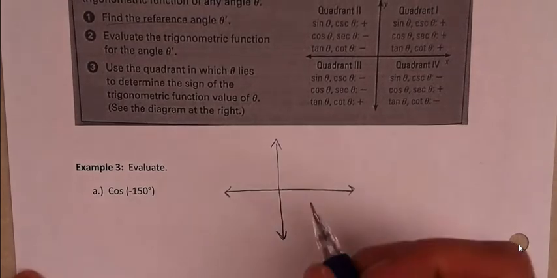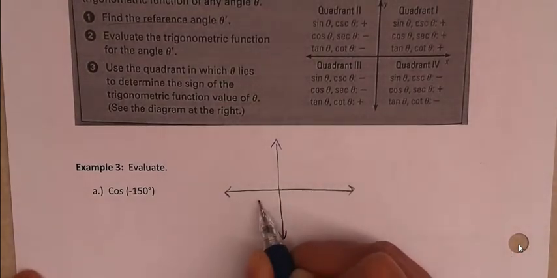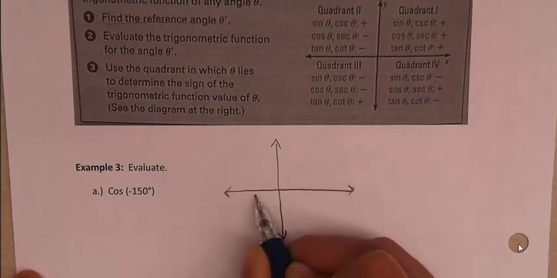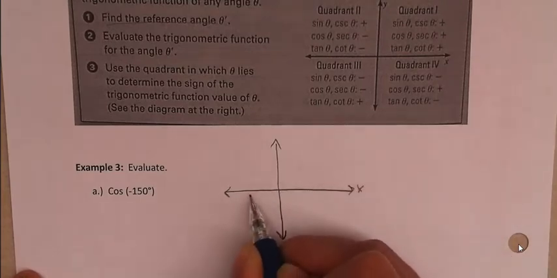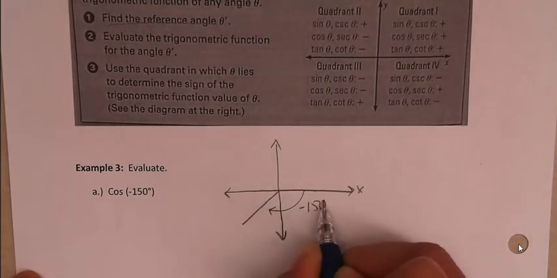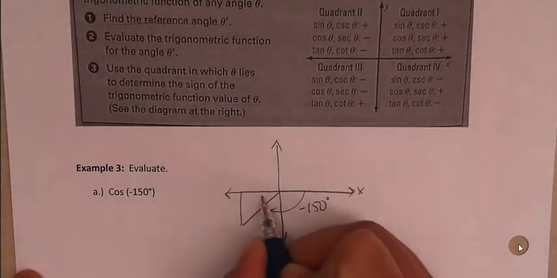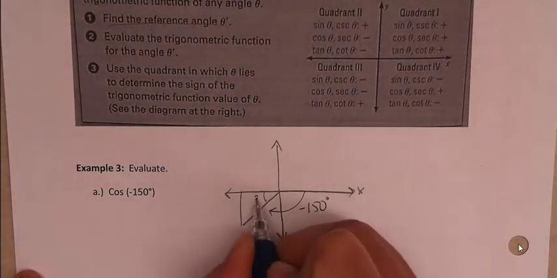So negative 150 degrees, well, I'm going to start at my positive x-axis and go clockwise. Now, if I go all the way back to the x-axis, I'm going to end up at negative 180, so I want to be just shy of that. So this right here is negative 150 degrees, making my reference angle, this angle right there, 30 degrees.